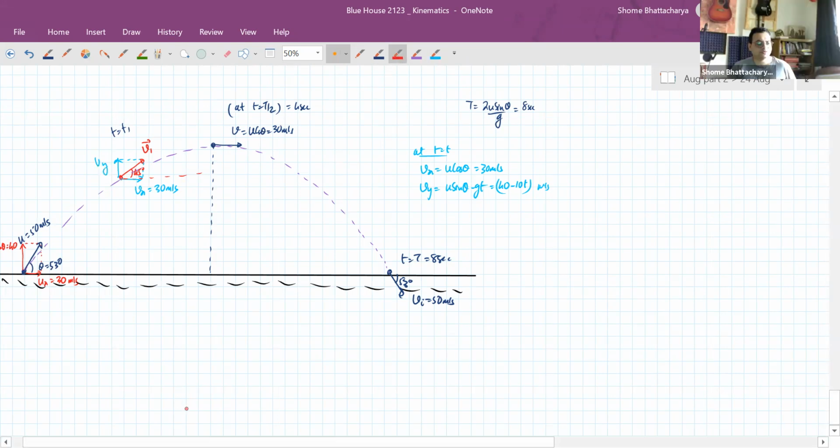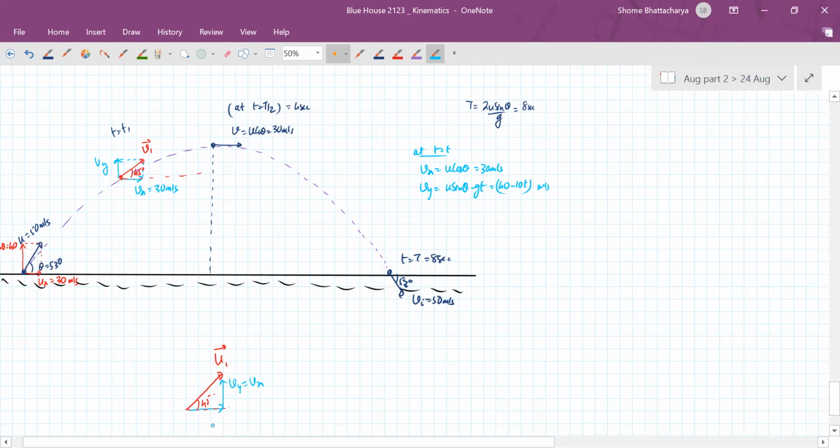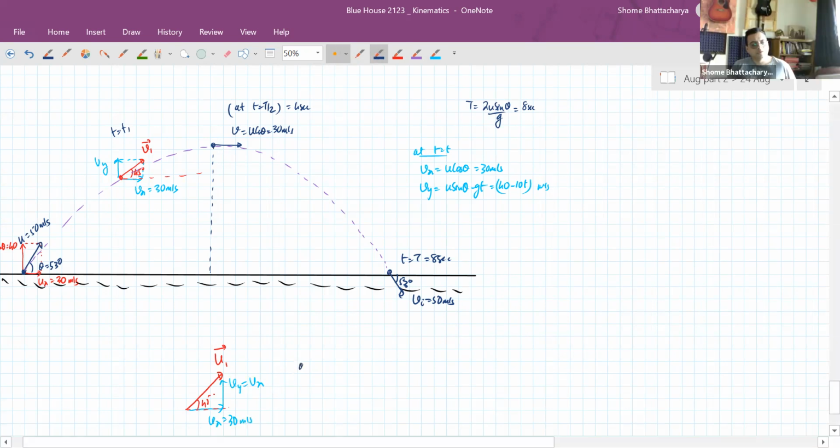It's vector algebra. If this velocity v1 is such that it's making an angle of 45 degrees, then its horizontal component and its vertical component should be equal. So at t equal to t1, v is equal to v1, which is at 45 degrees with respect to the x-axis. Therefore, vy by vx, which is tan 45, should be equal to 1. So vy should be equal to vx, which is 30 meters per second.